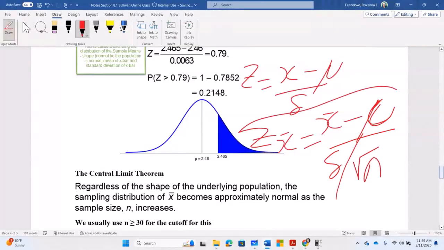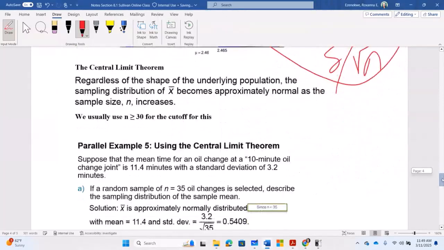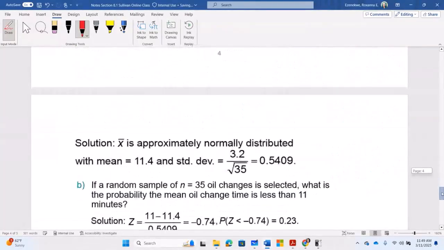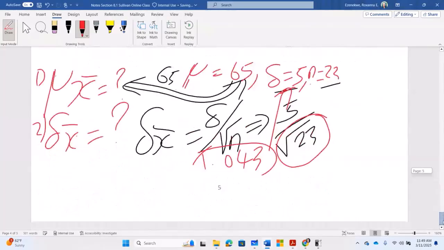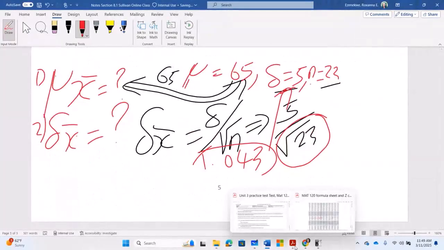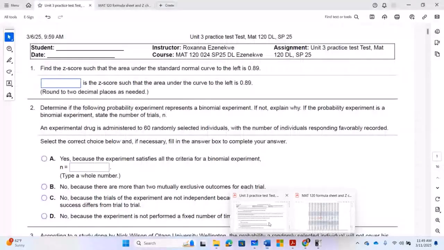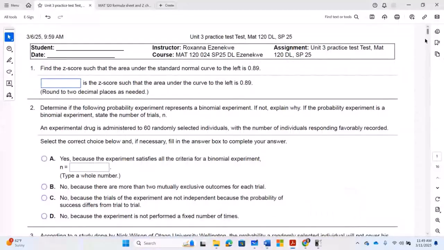So this is the standard deviation of central limit theorem. All right, so we are going to go to our practice test and look at some questions. Let's get up to our practice test, and we are going to answer questions on central limit theorem.